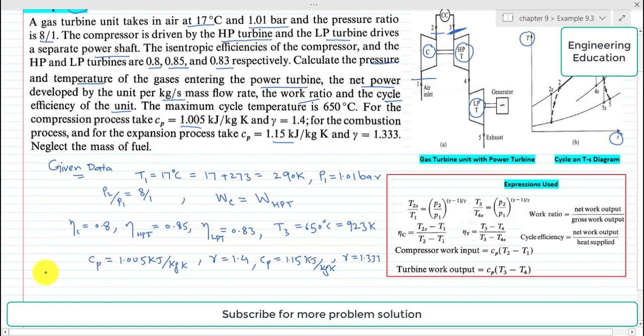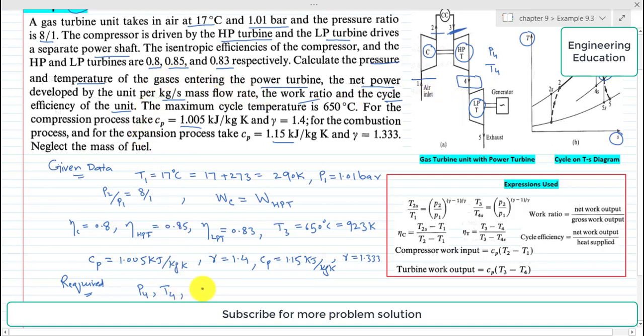So first of all, we are required to find the pressure and temperature of the gases entering the power turbine. This LPT, low pressure turbine, is basically the power turbine. So we will find the temperature T4 and pressure P4 of the gas which is entering the low pressure turbine. If we look to the TS diagram, this is the point at which we will find the temperature and pressure.